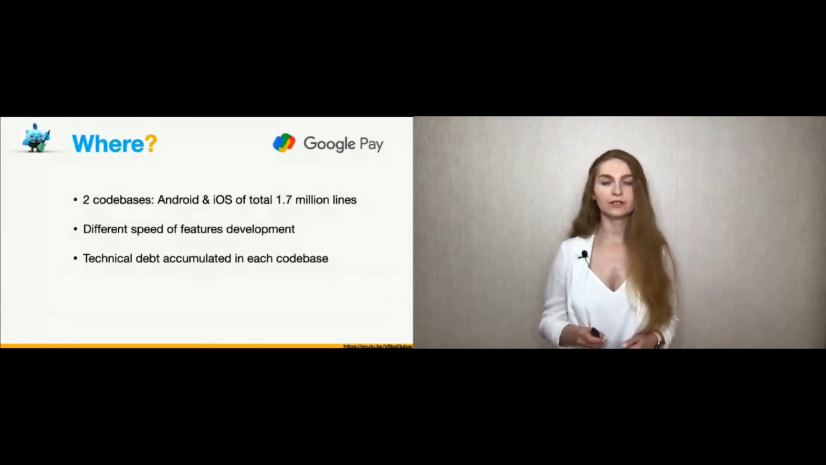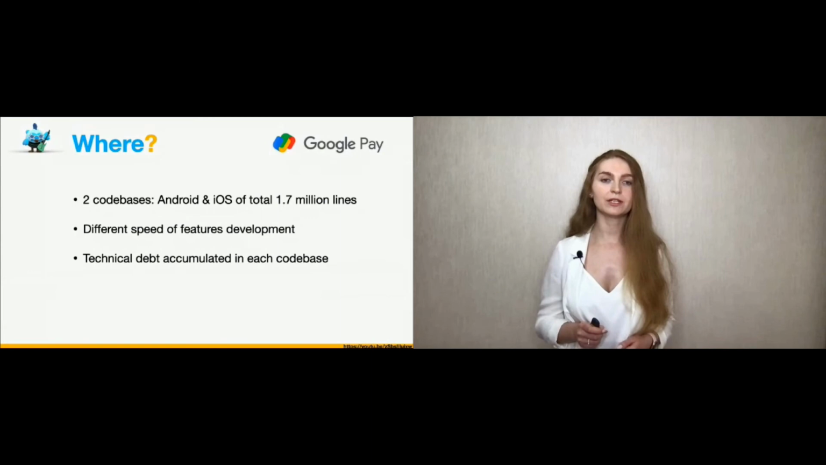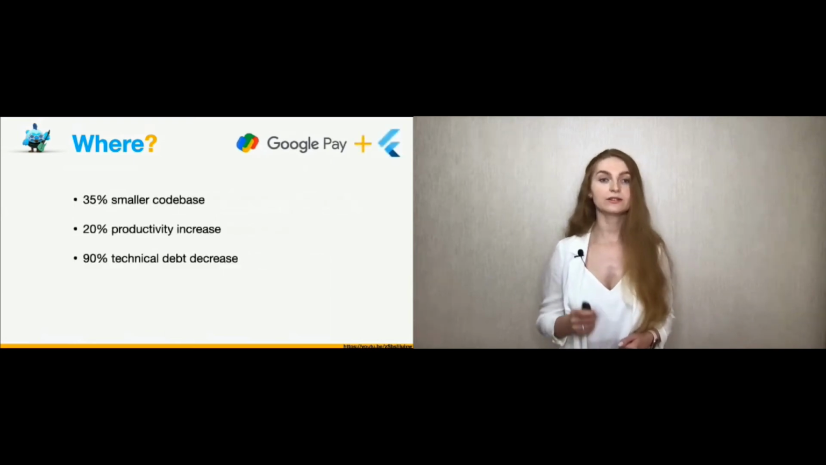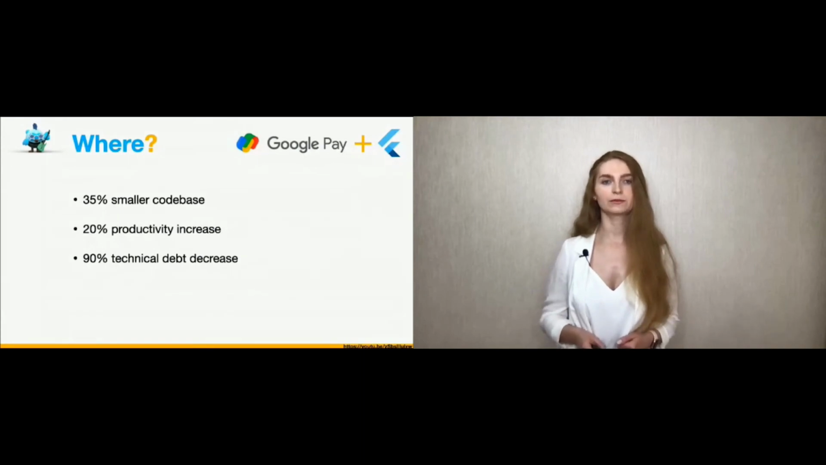It had 2 code bases of total 1.7 million lines. They faced feature disparity because features were implemented at a different rate, and tech debt accumulated twice as fast. After weighing pros and cons, they decided to rewrite everything using Flutter. As a result, they ended up with a 35% smaller code base. Engineers became 20% more productive in terms of new feature implementation. And the tech debt went down 90% on a per-engineer basis.